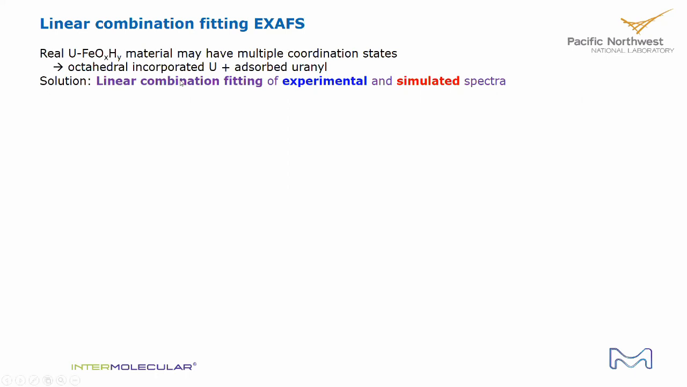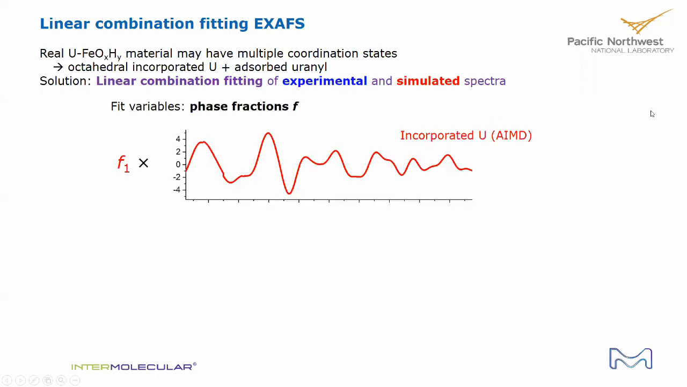One way that we went about analyzing the XAFS spectra for the uranium-incorporated iron samples is by a linear combination fitting of both experimental and simulated spectra. Here's how we do it. We start off with a spectrum for the incorporated uranium, and it's very difficult to get an experimental spectrum with just one incorporated uranium coordination. So we calculate these with ab initio molecular dynamics.